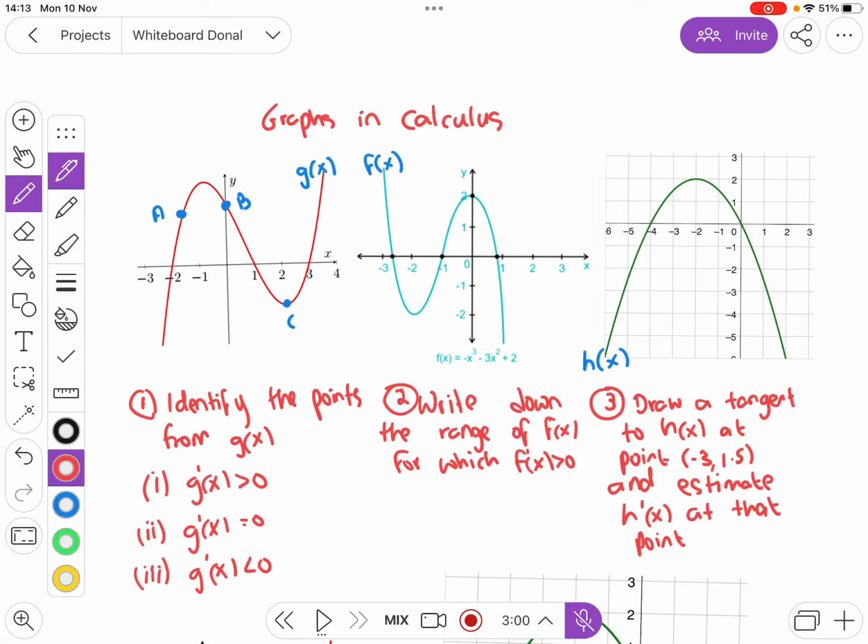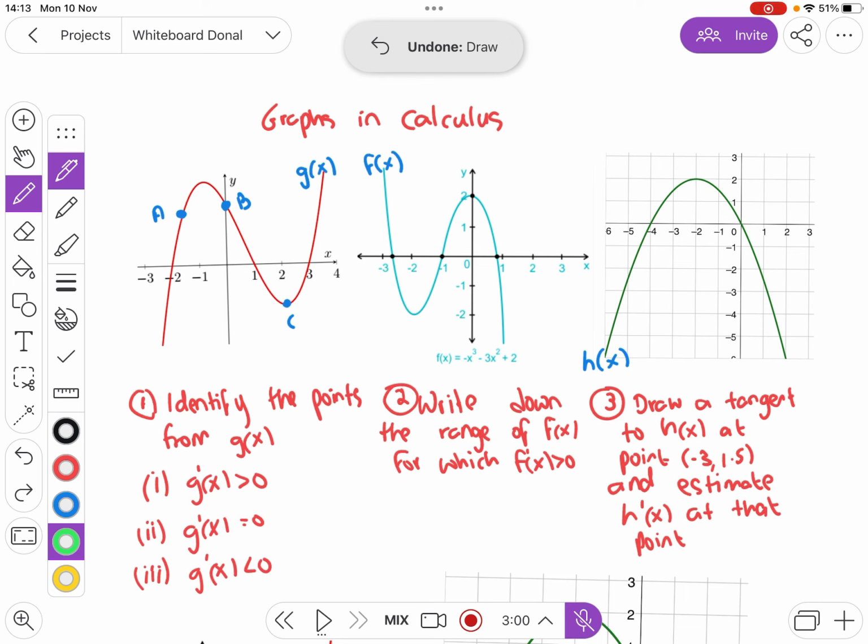This video is about the graphs that you can see and come up in calculus. So we're going to start with the three graphs that we have here: g of x, f of x, and h of x. So you'll see they're named there on it. In our first question, it says identify the points from g of x. So we have point A, B, and C. And we are trying to identify which of the following is A, B, and C.